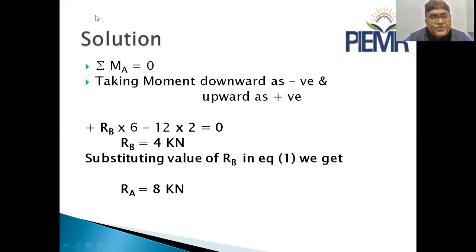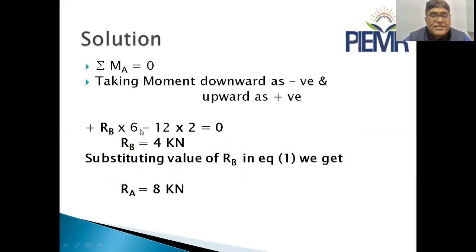Now switching to the next part of the solution. At equilibrium, summation MA is equal to 0, that is, the summation of all the moments at point A is equal to 0. Here the sign convention takes moment downward as negative and upward as positive. I already mentioned in my previous lecture that a force which is downward creates an upward moment, therefore the sign conventions of force and moment are reverse to each other. So we take moments at point A and equate to 0.